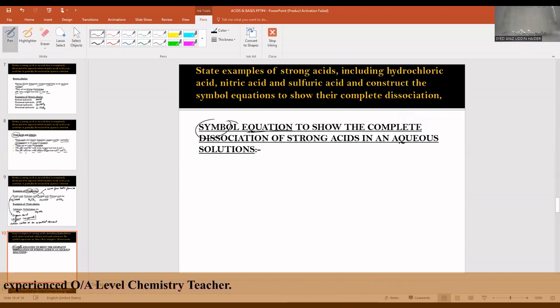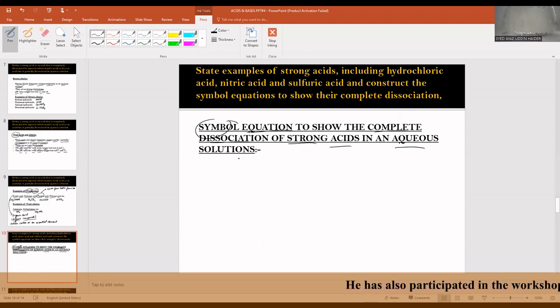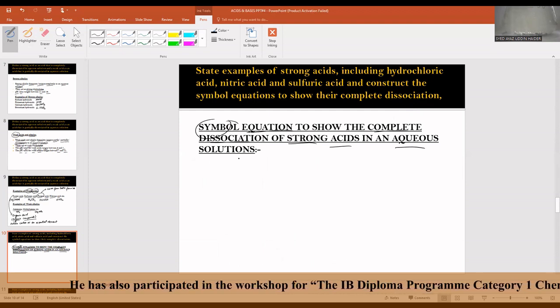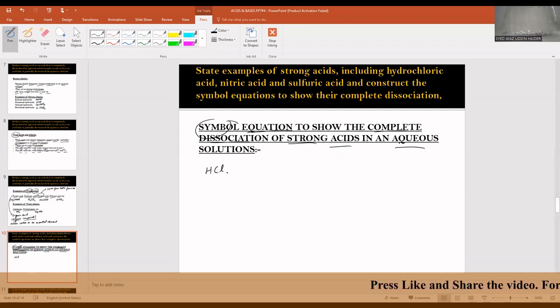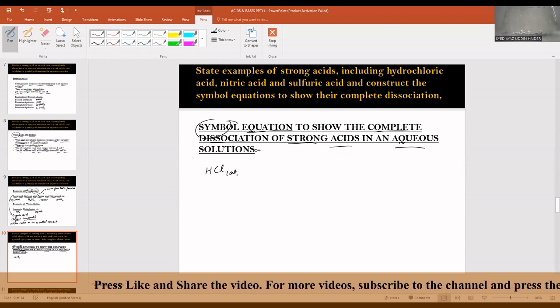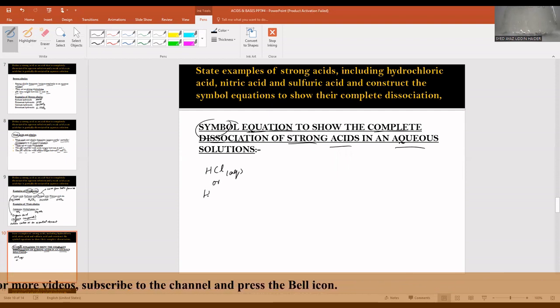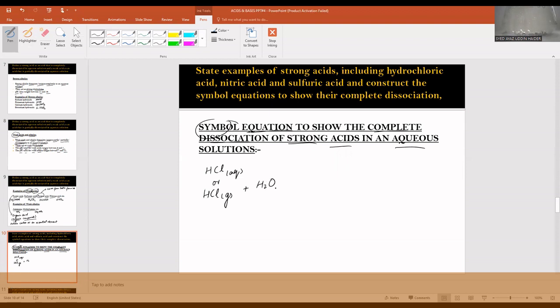A simple equation to show the complete dissociation of strong acids in an aqueous solution. I'm giving you an example for the complete dissociation of hydrochloric acid and sulfuric acid. For hydrochloric acid, you will start with HCl. You will either write HCl aqueous or HCl gas plus H2O liquid. On complete dissociation, it will give you H positive ion in aqueous solution plus Cl negative ion.